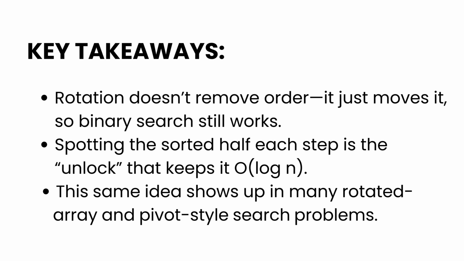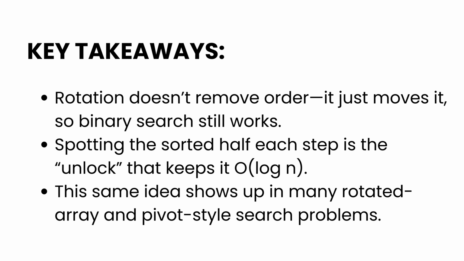The takeaway is that patterns matter more than appearances. A rotated array may look scrambled, but its partial ordering is exactly what makes an O(log n) search possible. Once you learn to spot the sorted half each time, you can turn a broken array into a predictable binary search problem.